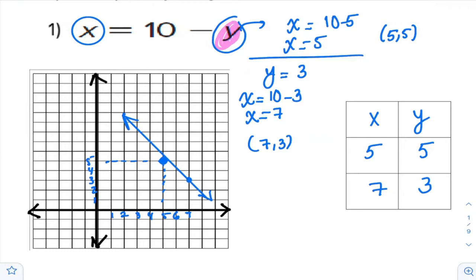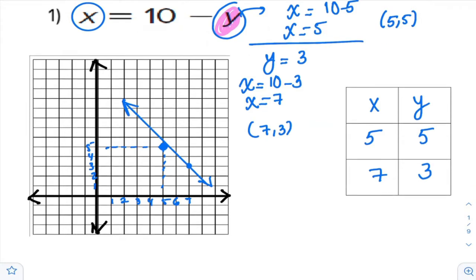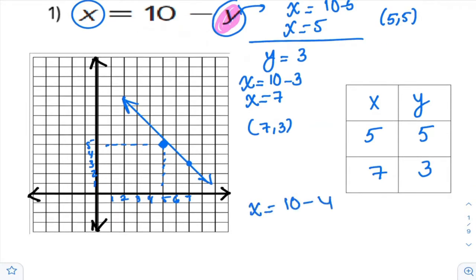It's better to isolate the y first. So for this equation, x is 10 minus y. If you want to solve for y, take the y to the other side and take the x to the other side, knowing that it will reverse sign.